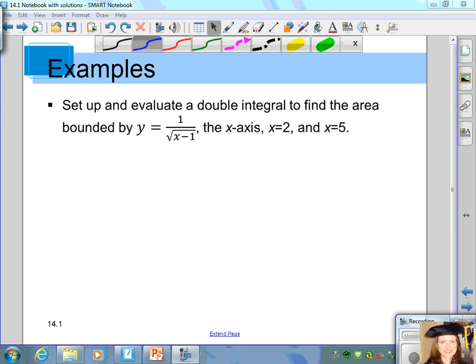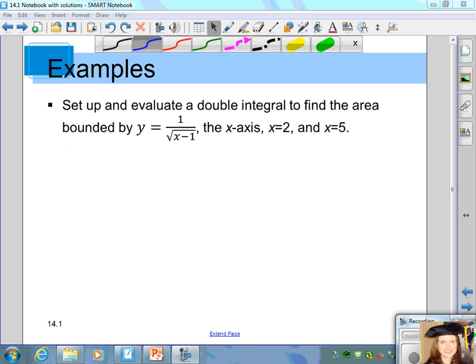In this video for section 14.1, we're going to be setting up and evaluating a double integral to find the area bounded by y equals 1 over the square root of x minus 1, the x-axis, x equals 2, and x equals 5. You can begin by sketching the graph of the region and then determine if the region is vertically or horizontally simple and determine your bounds of integration. Once you set up your double integral, you can go ahead and evaluate it. You can pause the video, try this one on your own, and come back and check your work.